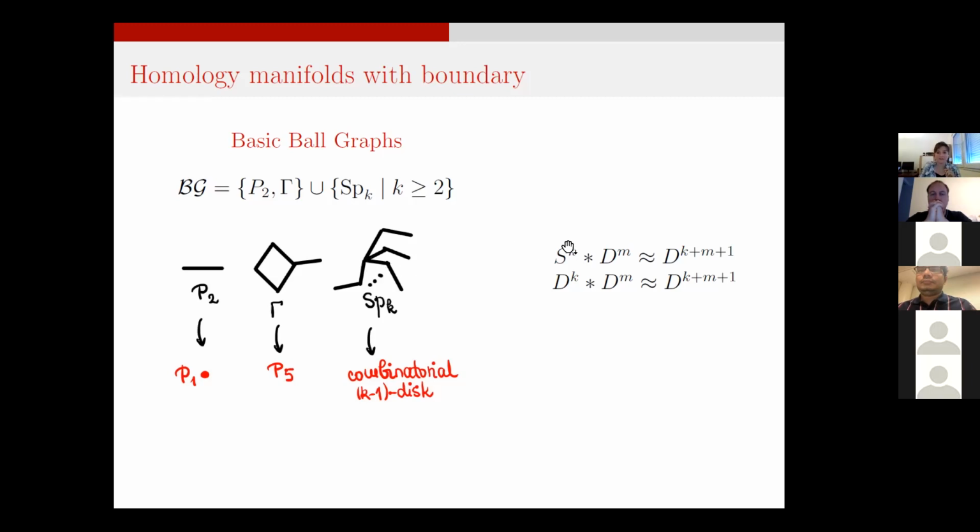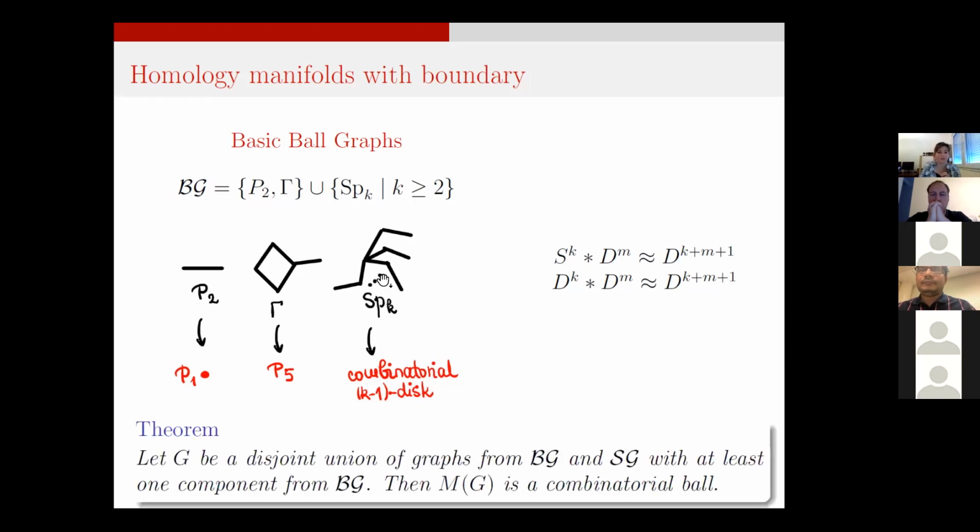But the sphere here reminds us that if we add some sphere graphs, those basic sphere graphs, they will not destroy anything. We can add them, and we are again going to have a matching complex which is a disk, as long as we have at least one of these. So this is the theorem. If G is a disjoint union of these graphs, any number of them, and any number of sphere graphs with at least one disk graph, then M of G is a combinatorial disk, a combinatorial ball.